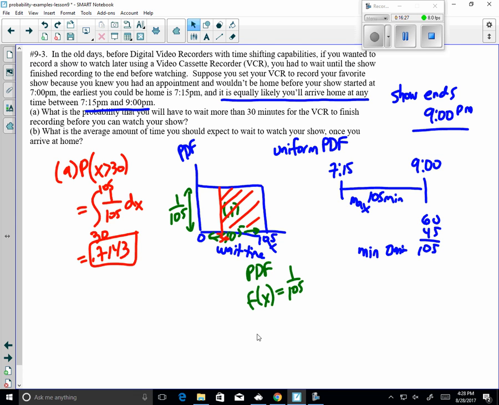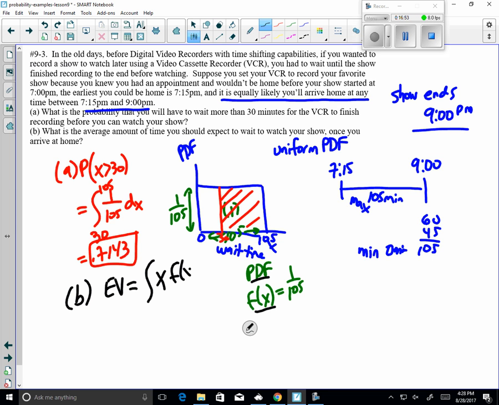Okay, and then the last part of the question says, what is the average amount of time you should expect to wait to watch your show once you arrive at home? So that is either going to be an average value or an expected value. And like we said in the last problem, that depends on what f of x is. If f of x is a probability density function, then that's not the average value. That means that we have to use the expected value. That means it's going to be the sum of data values times their probabilities. Right? So in this case, it would be x times the probability density function of 1 over 105. And because we're looking at all the possible values, this would be from 0 minutes to 105.